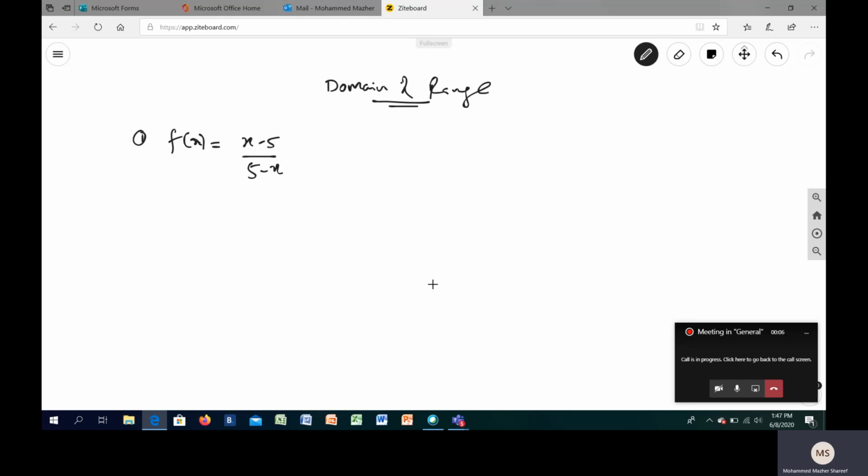The domain is nothing but the inputs that we give for a given function. Let's say what values of x we will insert so that the function is defined, whereas y is nothing but the output that we get, right?